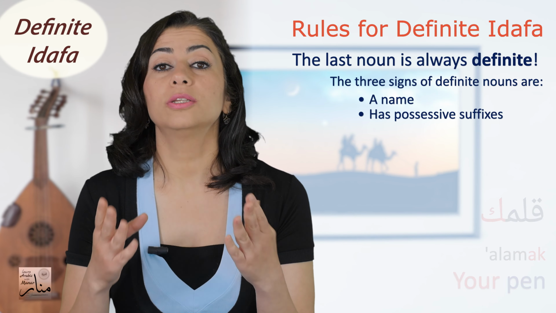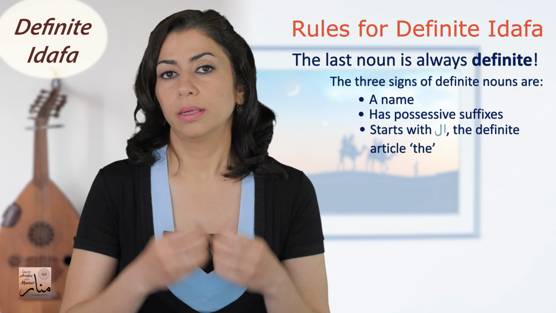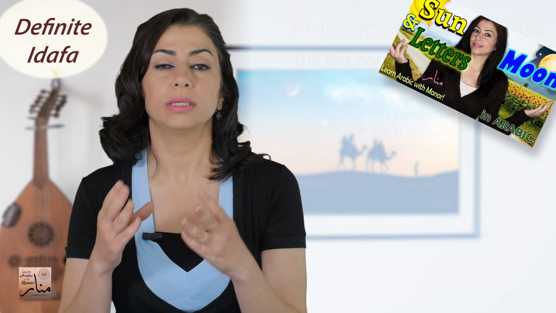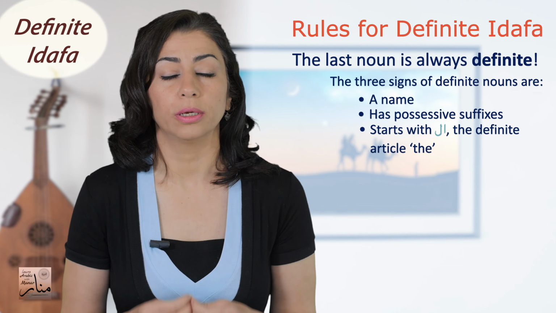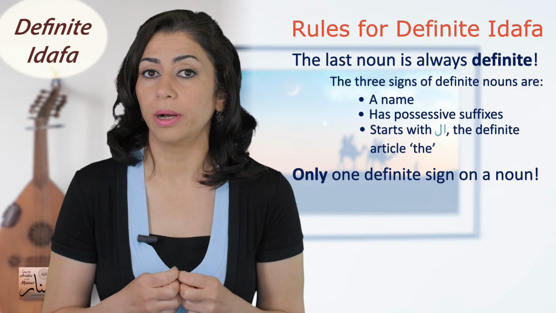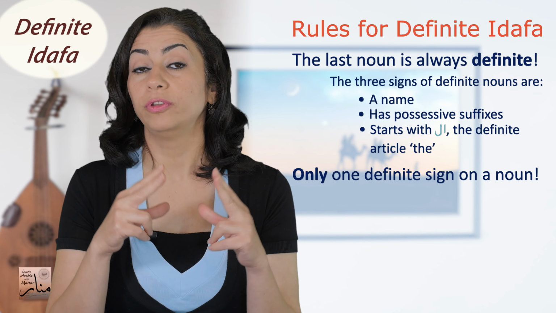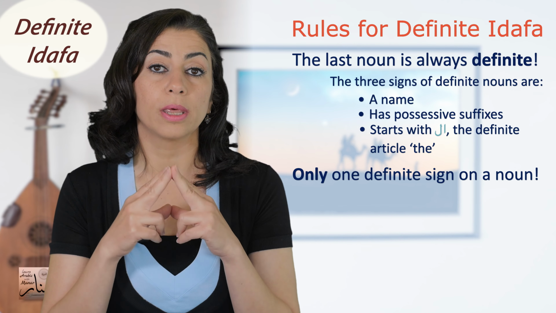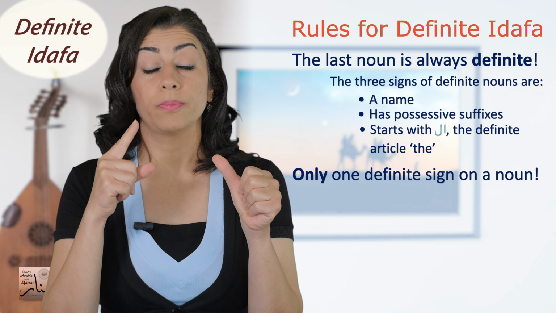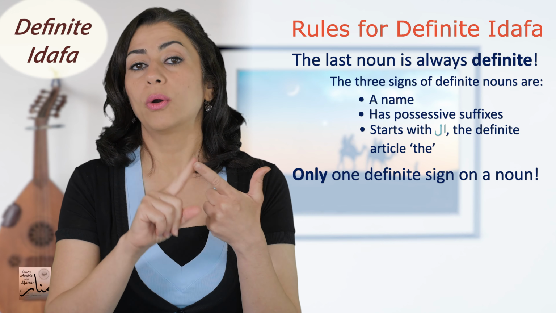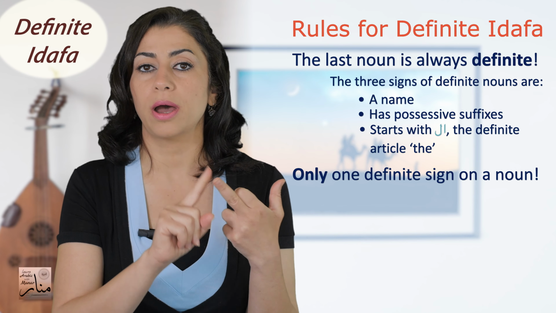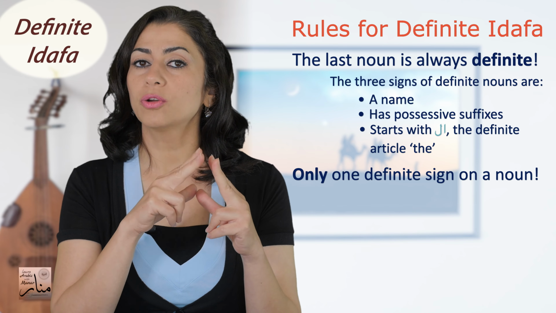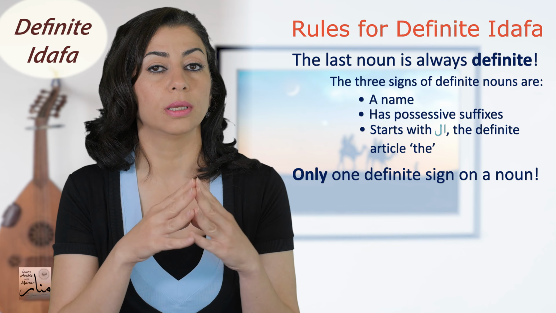The third sign is to have the article il. It is a prefix in Arabic, attached to the word. And a very important note here: in Arabic we don't combine two signs of definite. So the noun might be a name, or have possessive suffixes, or have the article il, but we can't combine two of these things together.